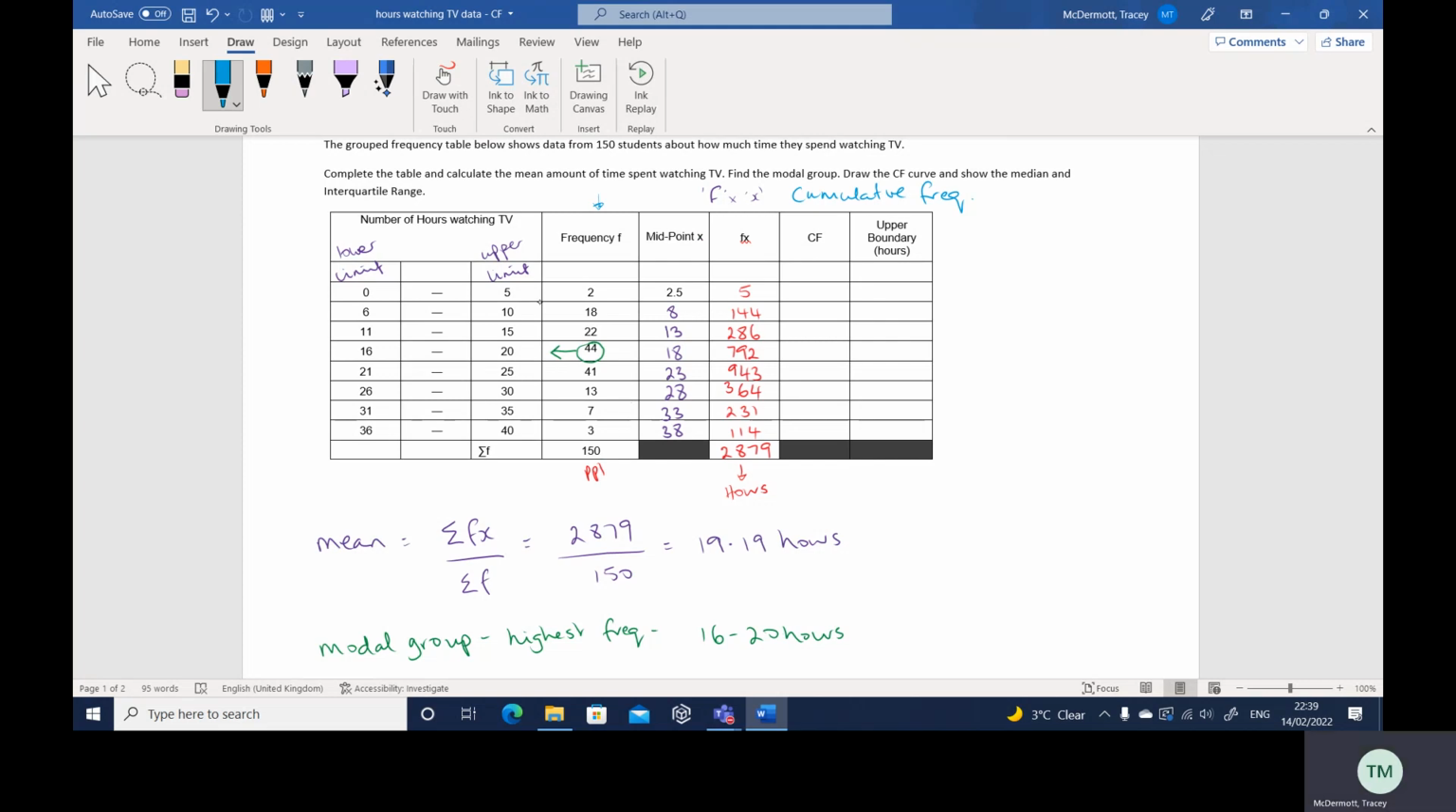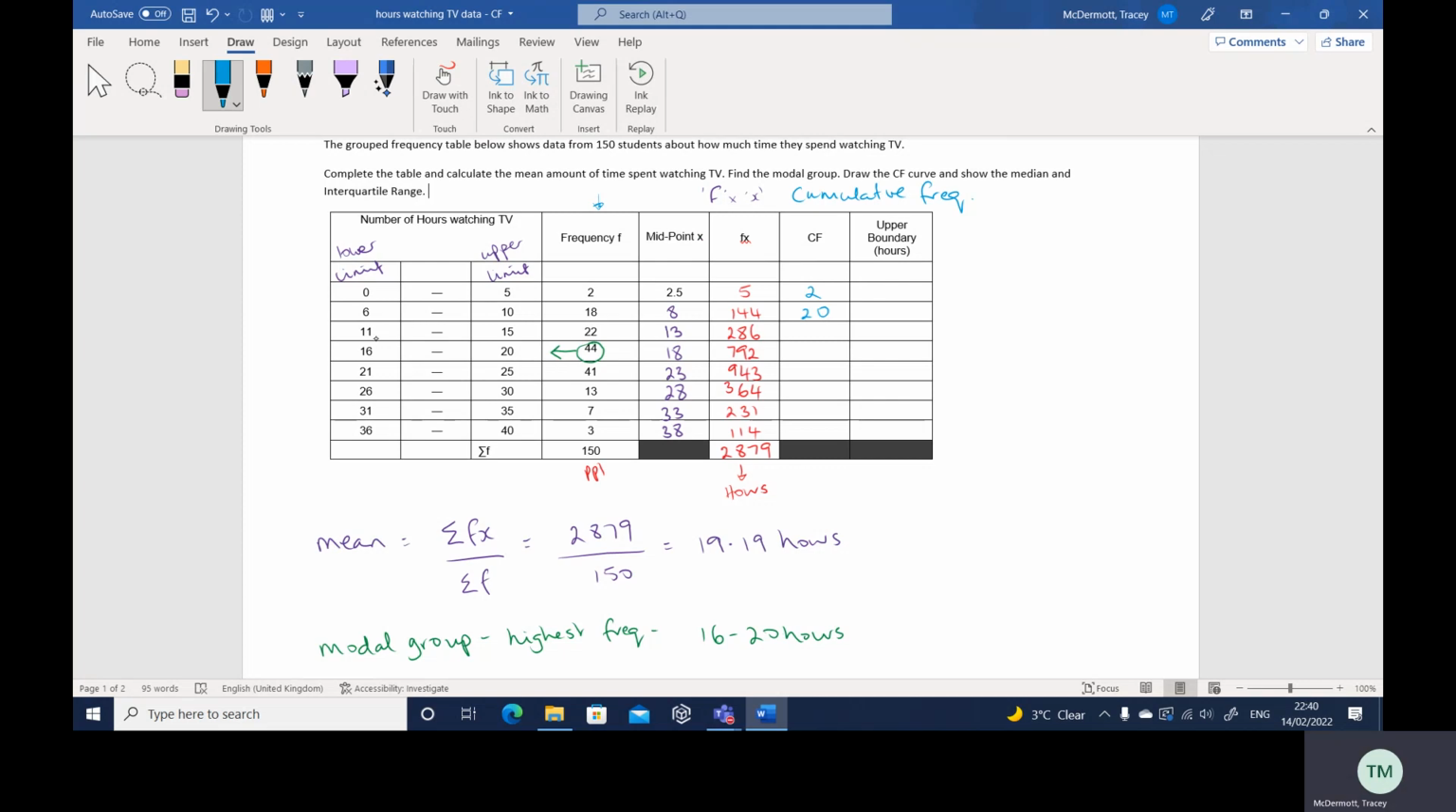If we ask everybody who's watched between 0 and 5 hours of TV to come forward, then 2 people are going to come forward. So far we can account for 2 people. If we ask anybody then who's watched between 6 and 10 hours of TV to come forward, we've got 18 people. So we're going to gather them with the 2 people we've already got. So we're going to add on these 18. So 2 plus the 18 will bring us up now to 20.